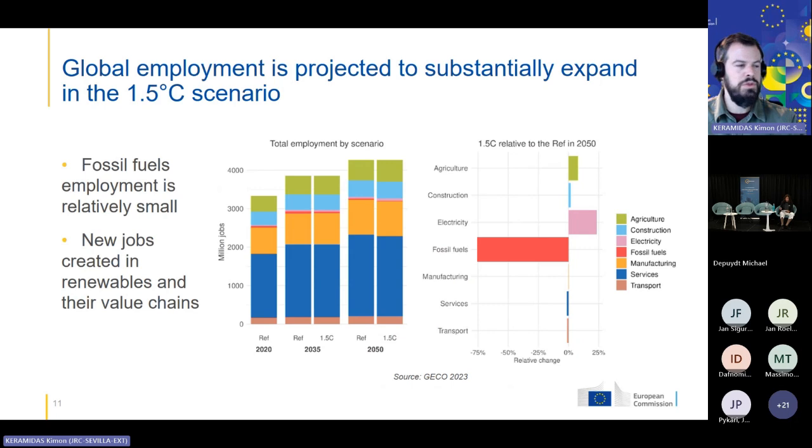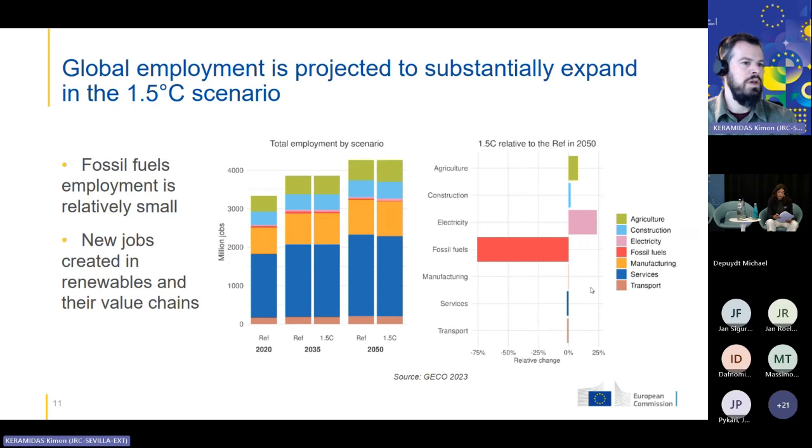Now, we have also turned our attention to the employment effects of the energy transition with our macroeconomic modeling. And we project global employment to substantially expand in the 1.5 degree scenario. If we look at total employment, that means all sectors, everybody that is employed, and this is a global graph, it increases over time in both our reference and our 1.5 degree scenario. So no major impact is visible by looking at the totals.